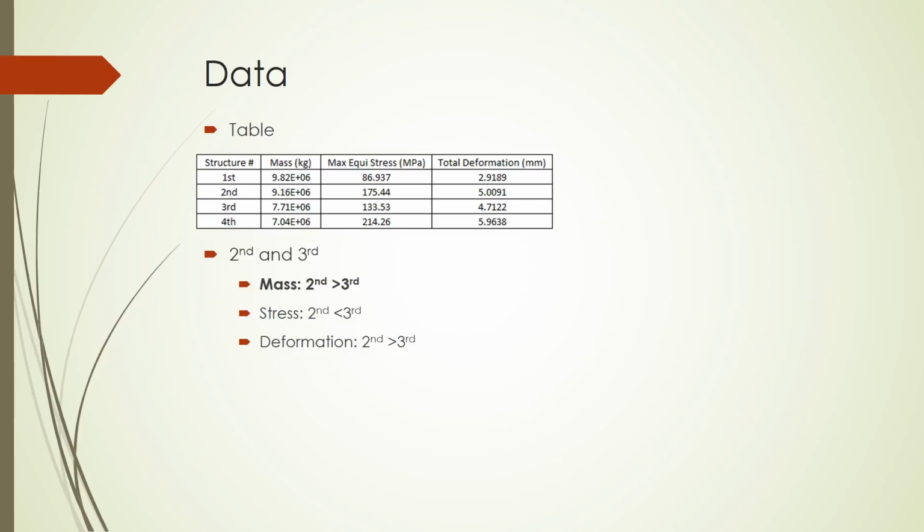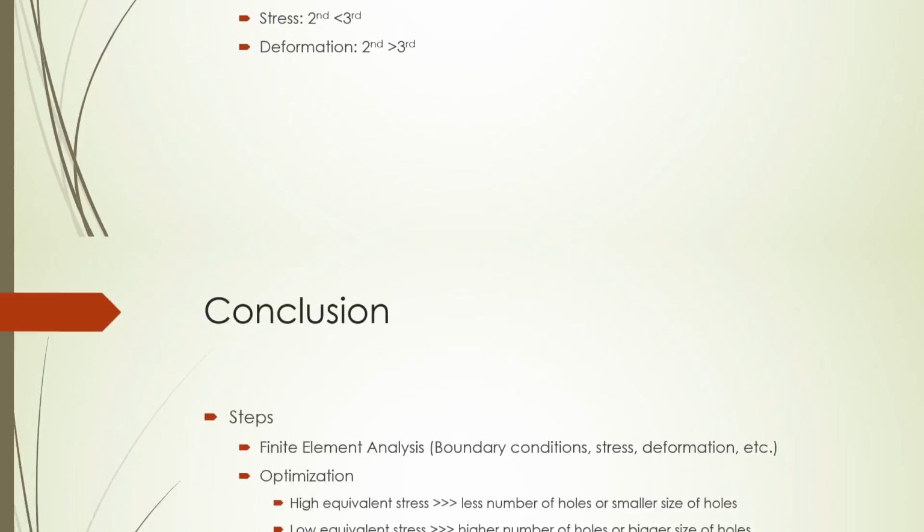It is very important to note that from the second structure to the third one, the mass decreases, and the maximum equivalent stress and the maximum total deformation also decrease. This is because we reduce the number of holes near the two necks of this bridge, at which the maximum equivalent stress usually occurs. That's why the condition is a little weird.